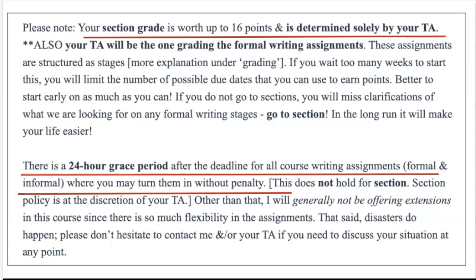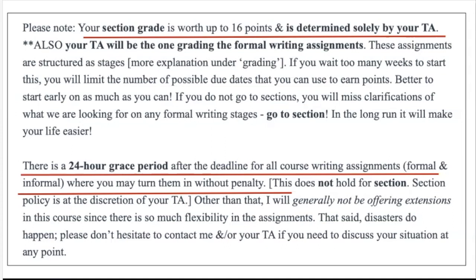These assignments are structured as stages. More explanation on that under grading. If you wait too many weeks to start the formal project, you will limit the number of possible due dates that you can use to earn points. Better to start early as much as you can. If you do not go to sections, you will miss clarifications of what we are looking for on any formal writing stage. Go to section. In the long run, it will make your life easier.